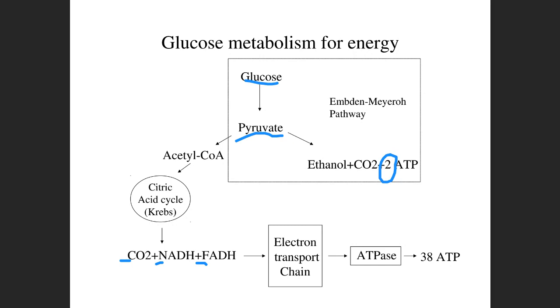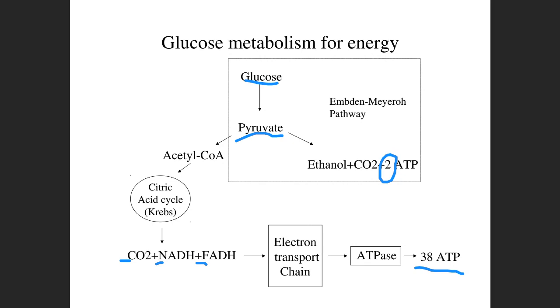And then the NADH and FADH are electron carriers, and they send the electrons to the electron transport chain. The electron transport chain allows the electrons to flow from one end to the other, and in the process it generates a proton gradient, and then the proton gradient is used to generate ATP. Altogether you generate 38 ATP.